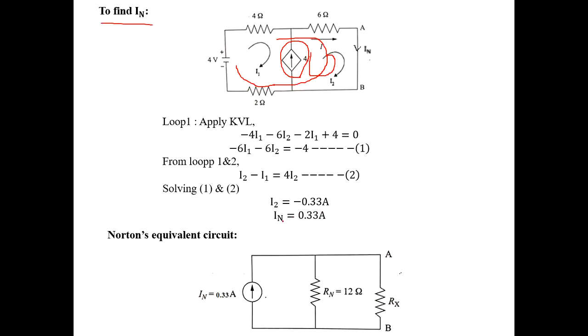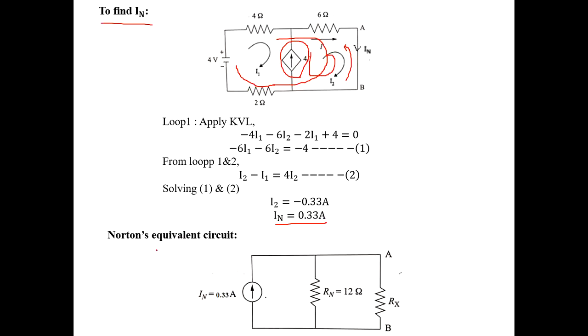Then solving these two equations, we got the answer I2 equal to -0.33 ampere. We have to take the value as I Norton equal to 0.33 ampere, because this minus sign indicates the opposite direction. We chose this direction, but the minus sign indicates the current flows through this loop in the opposite direction. We can choose the value 0.33 ampere.